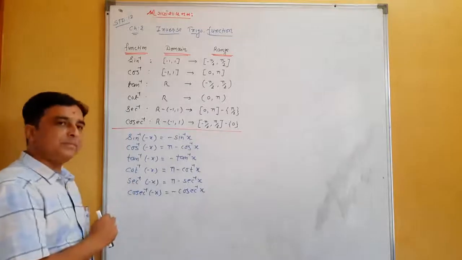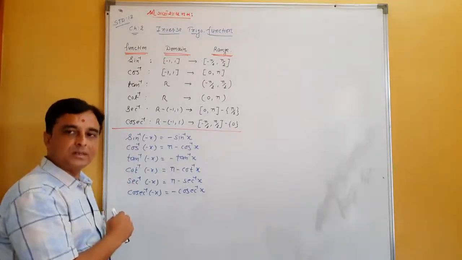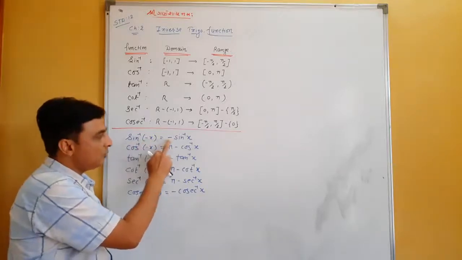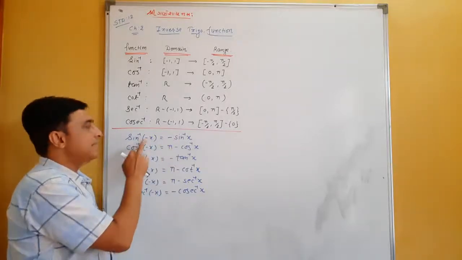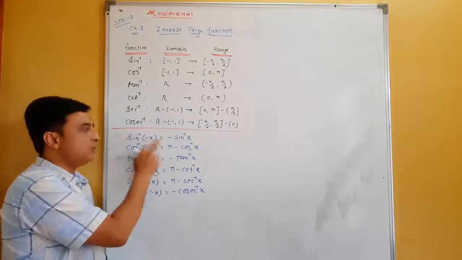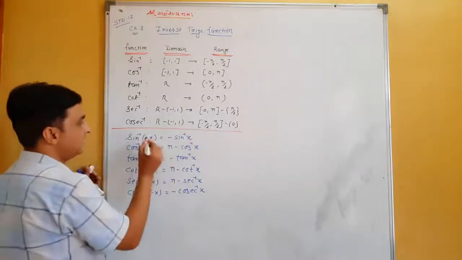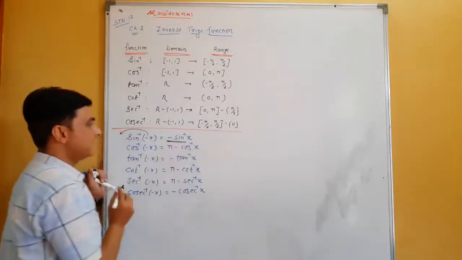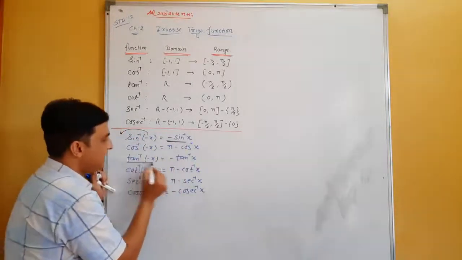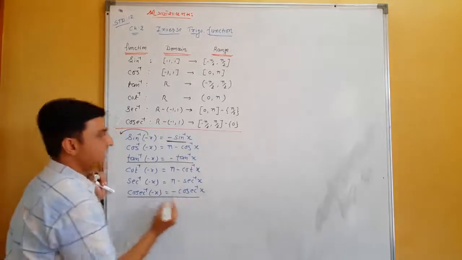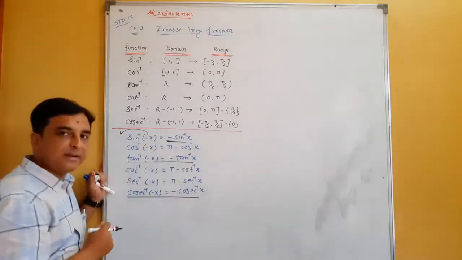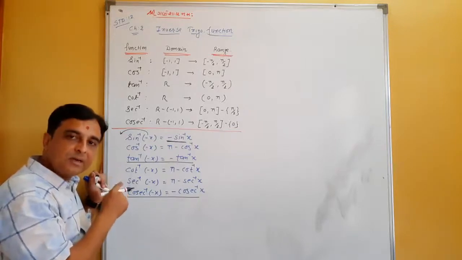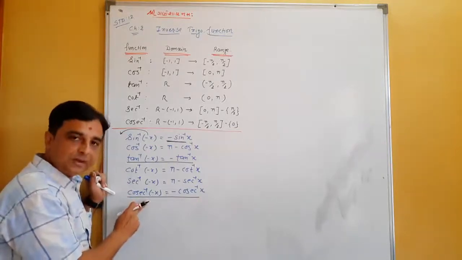Also remember the formula for negative arguments. Sine inverse of minus x is equal to minus sine inverse x. That means the minus sign can be taken out. The same thing happens for tan and cosec. The minus sign will be taken out for sine inverse, tan inverse and cosec inverse.